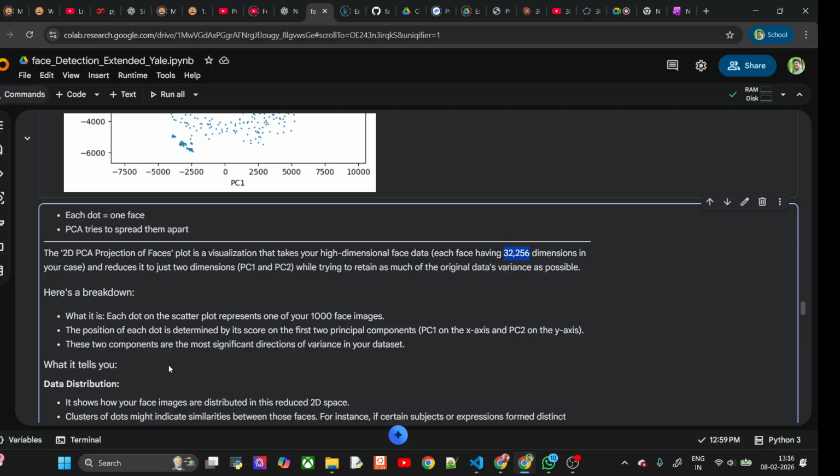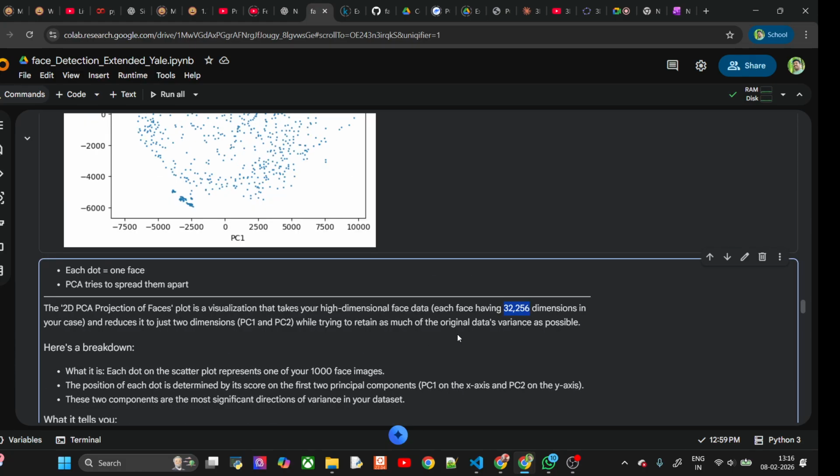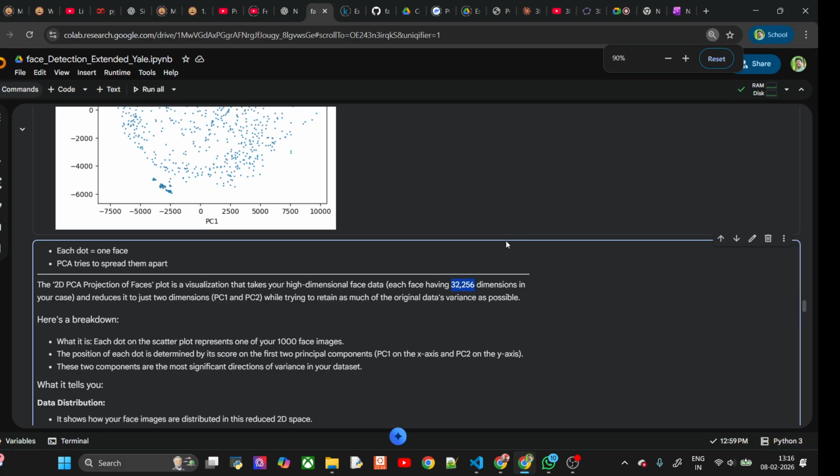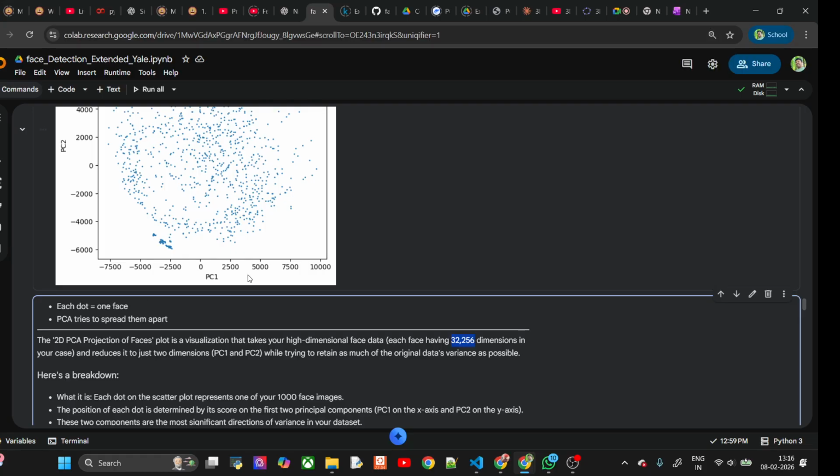The position of each dot is determined by its score on the first two principal components. So we have PC1 and PC2. We know the score value, the vector, the eigenvector and all, so that value for PC1 and the value for PC2, and we just plot the graph accordingly. This is what you can see, and here you can see these two dots.